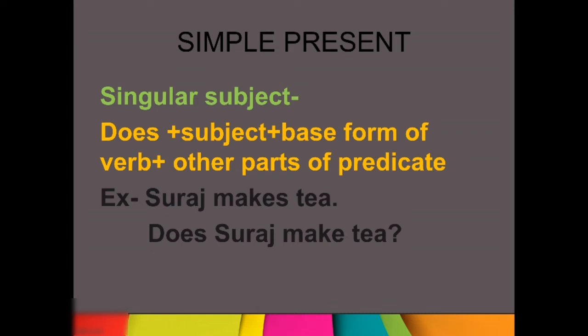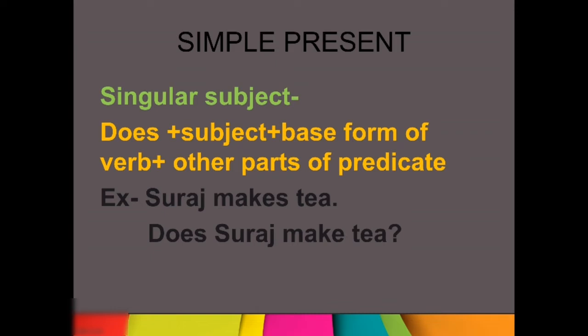ये simple present tense में हमारा sentence. Now how we will make the question out of this sentence? Because सूरज is one, that means singular subject है हमारा, right? So how we will make it? Does plus subject. Subject क्या है यहाँ पे? सूरज. Base form of the verb make plus rest of the sentence, that means tea, and then question mark.